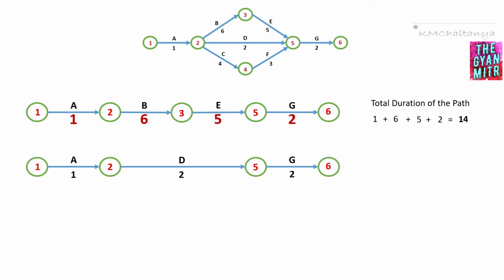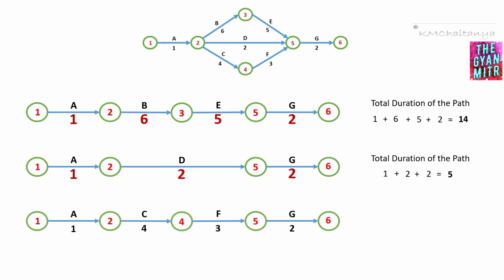Next we'll consider the second path and determine its total duration. It would be 1 plus 2 plus 2, which leads to 5 units. Similarly, we'll look into the third path and determine its total duration. It would be 1 plus 4 plus 3 plus 2, which leads to 10 units. This is how we determine the total duration of each of the individual paths that we have identified.